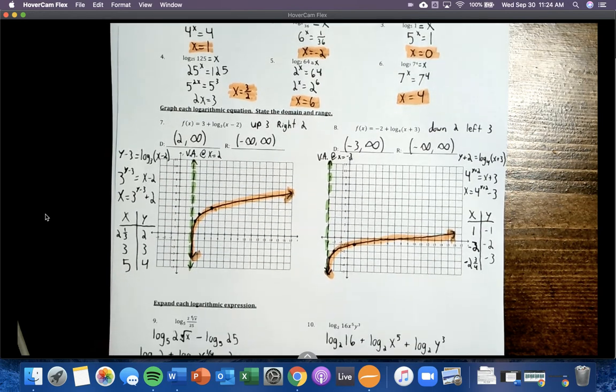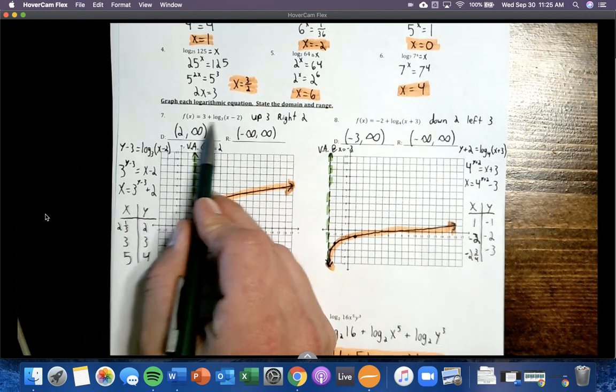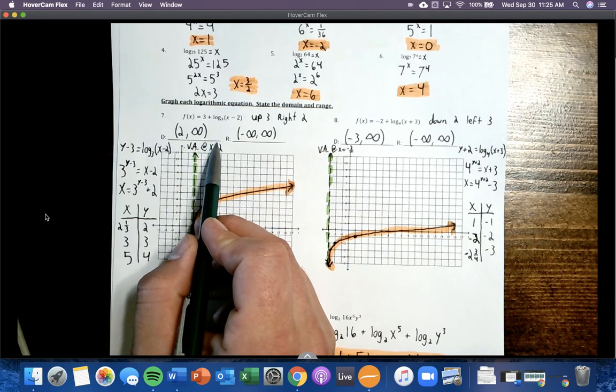Let's talk about graphing here. So remember, when we're talking about graphing, it's important to note a couple things. We're going to need to know the domain and range. We need to know the vertical asymptotes, and we need to know the end behaviors. And then also to make an accurate graph, we need at least 3 points. So, just looking at our equation here, we have f of x is equal to 3 plus log base 3 of x minus 2.